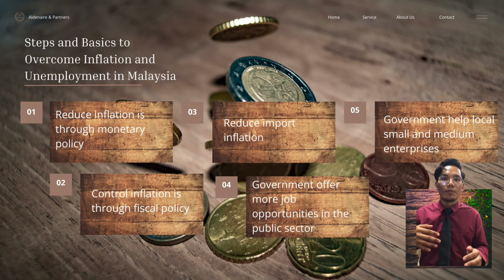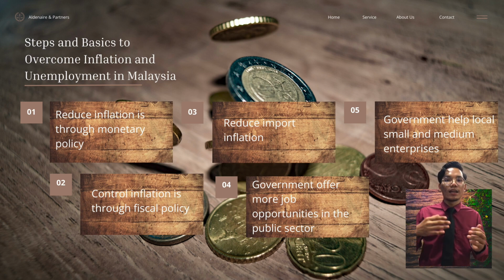In addition, measures to reduce import inflation also need to be taken. The government can take action to stabilize the currency exchange rate, since import inflation is affected by exchange rate movement. For example, the government can stabilize the currency exchange rate by controlling the exchange rate of the currency against foreign currency.